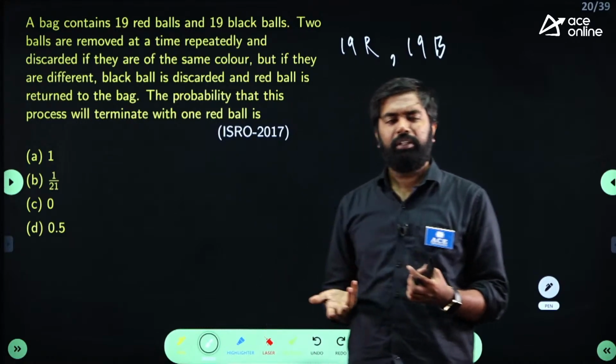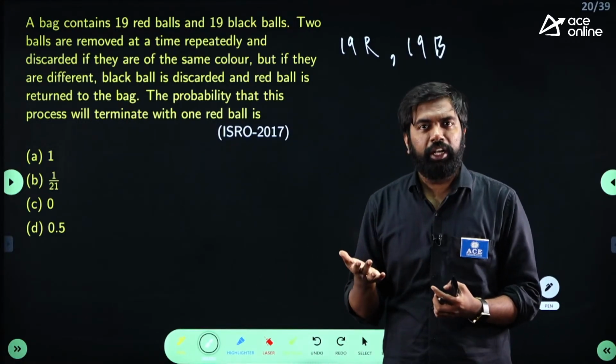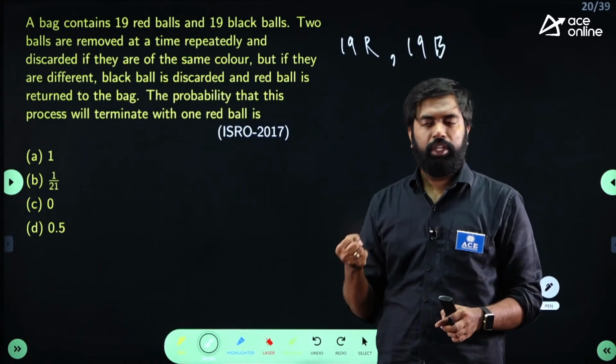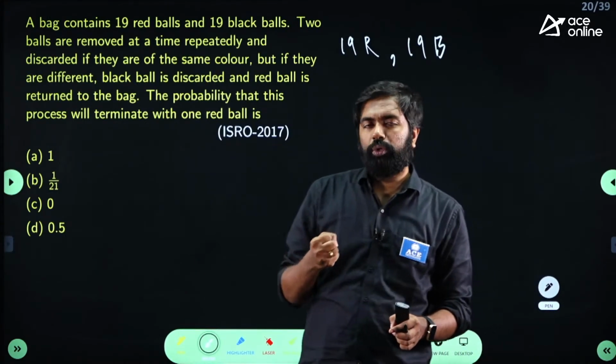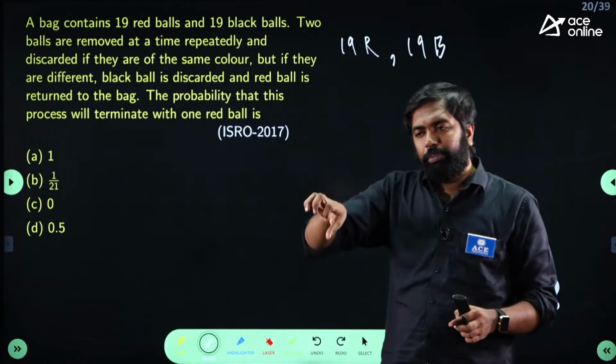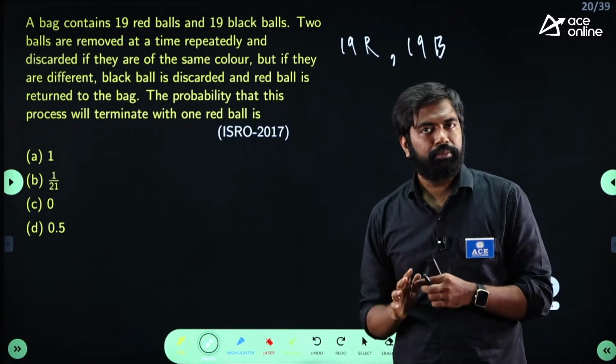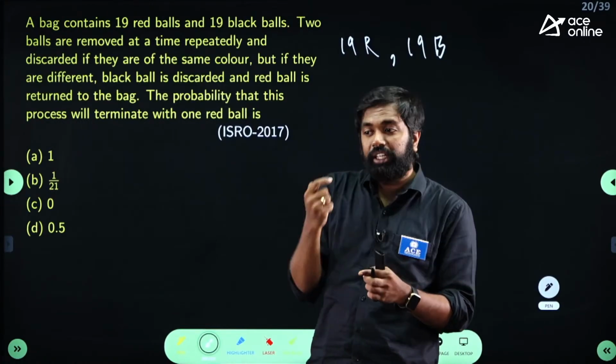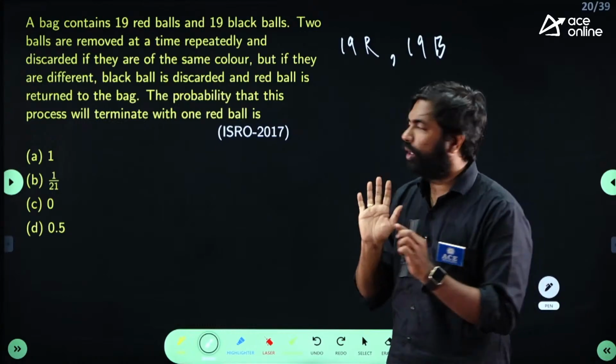For example, 19 plus 19, that is 38 objects. Let's say you have picked two items. If both are red, you will never put those red objects back into the bag. Let's say you have picked two black objects, you will never put those black objects again into the bag. That's what is given.